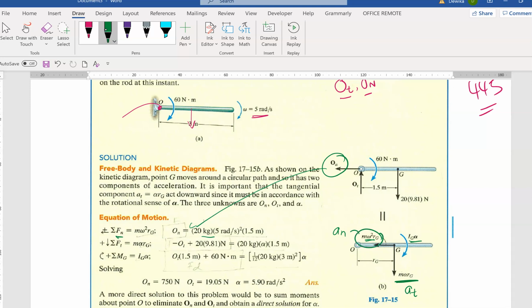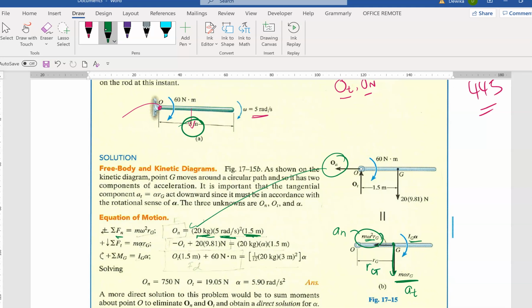Yeah, only that. So it's 20. The rod is 20. Omega square is actually 5, given in the question, and the r is 1.5. Now the r is actually 3 meters, given in the question. Why are you taking 1.5? Because the mass center is actually half the distance. So that's why rg is 1.5.